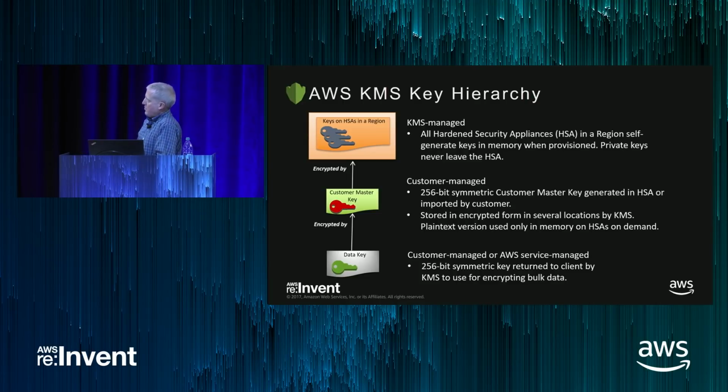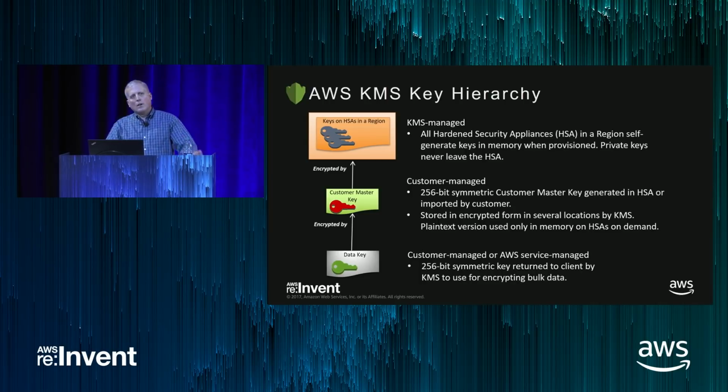I have KMS managed, or AWS service managed. So what I mean here is that the keys inside the HSAs are certainly managed by us. We own the code that generates those keys. The CMK, yes, we generate those keys. We're storing them on your behalf. But you are in charge of their access policies because every key has a key policy associated with it. And you are the only one who can edit that key policy.